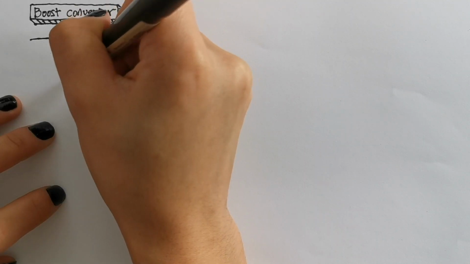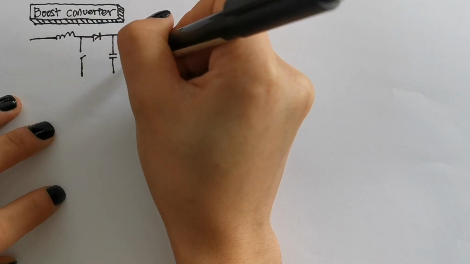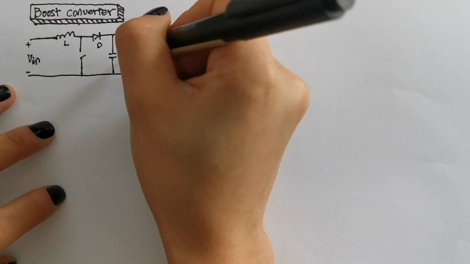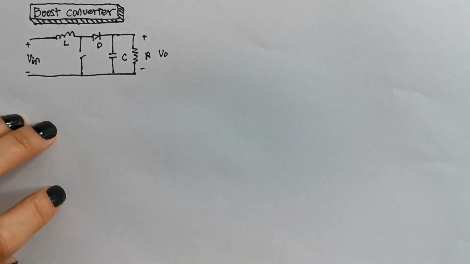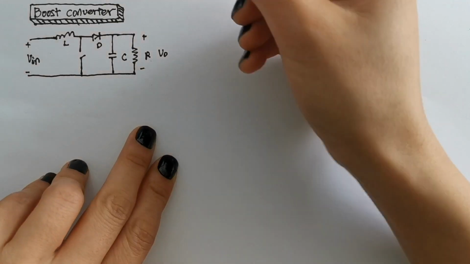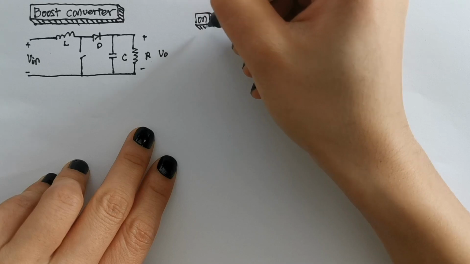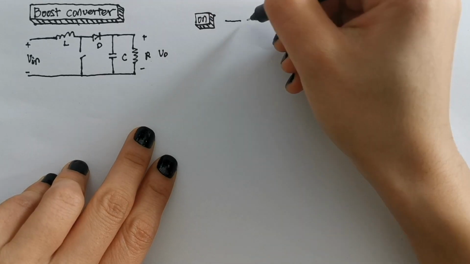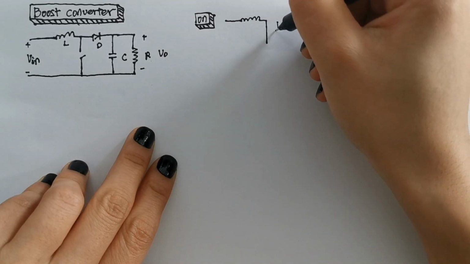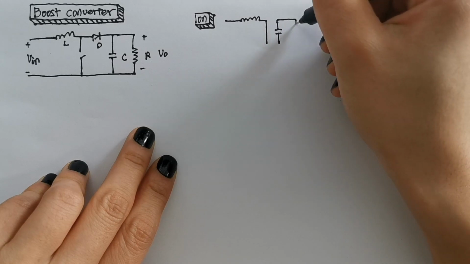In this video, we are going to analyze the boost converter. The boost converter is another switching converter that can make the output voltage larger than the input. We follow the same procedure as the buck converter. We start by examining the inductor voltage and current for the switch on and off.